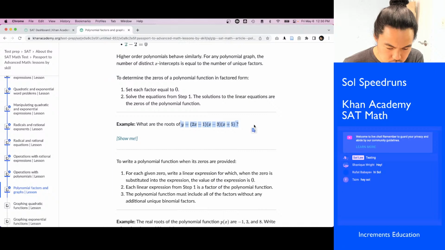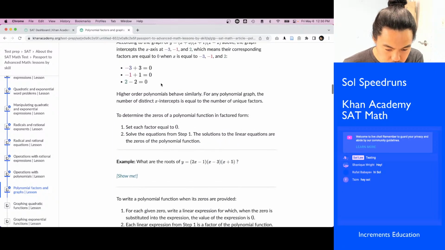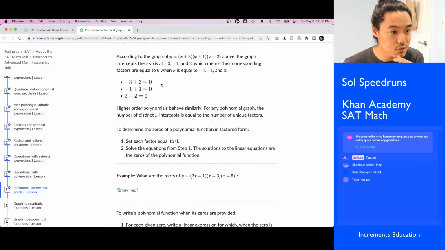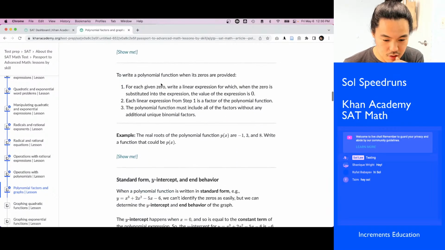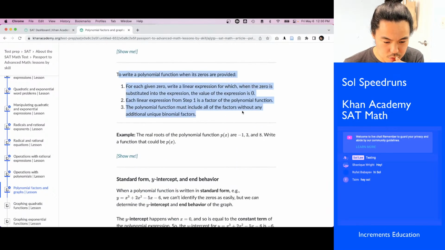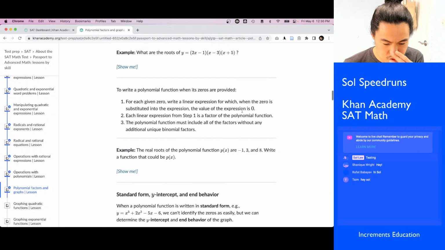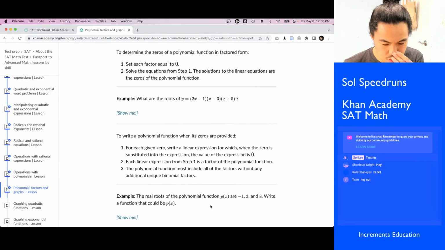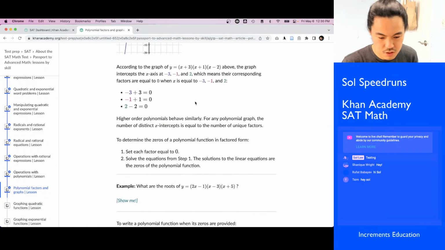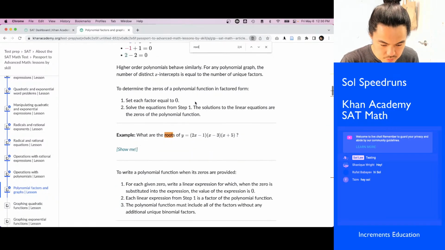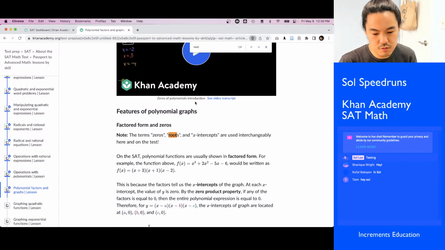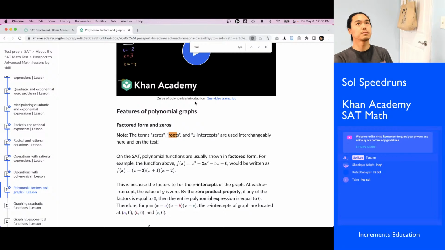So what are the roots? What does root mean? To write a polynomial, what zeros are? The real roots. What does root mean? Oh, zeros are roots, which are x-intercepts. X-intercepts. Why is that called a root?